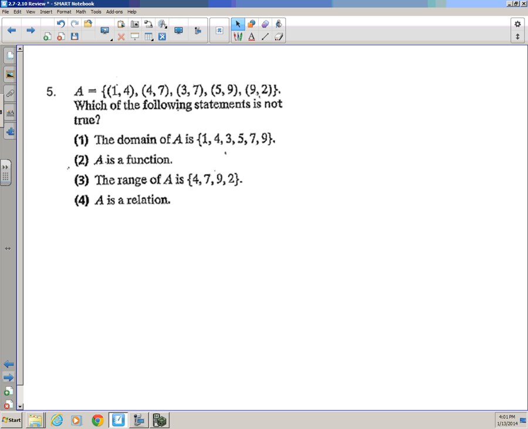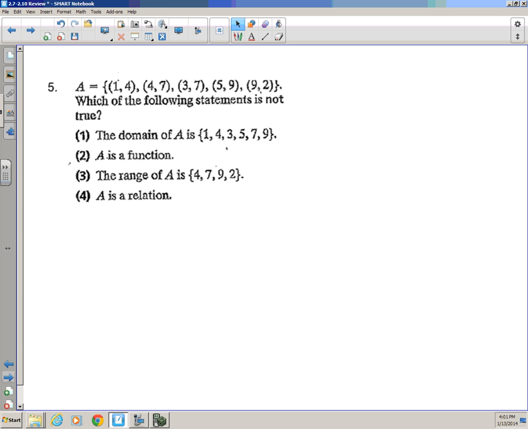Multiple choice. A stands for this relation, which is the ordered pairs of 1, 4, 4, 7, 3, 7, etc. Which of the following statements is not true? The domain of set A. Well, the domain is all the x values. So I do see the x value of 1. I do see the x value of 4. I see 3. I see 5. I see 9. I don't see 7 anywhere. 7 is nowhere in the domain. So my guess, since it says which is not true, is that it's going to have to be this, but I'm just going to double check the others.